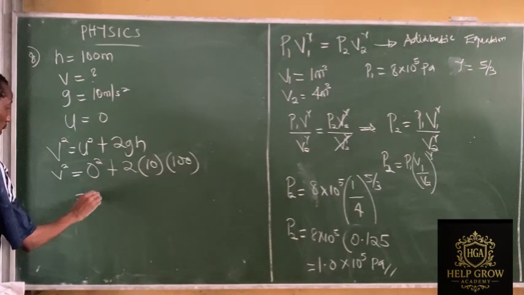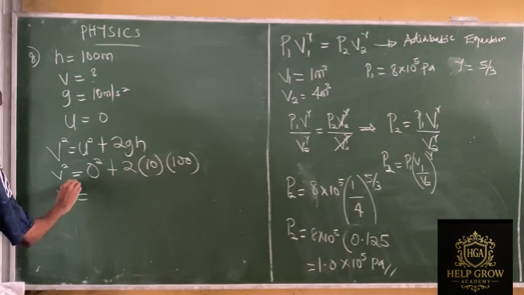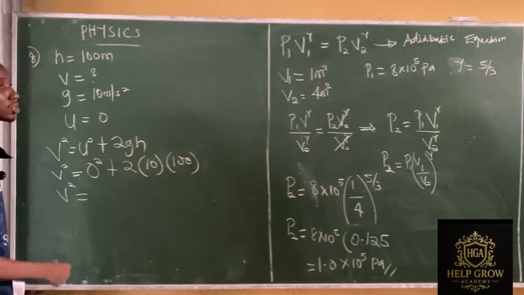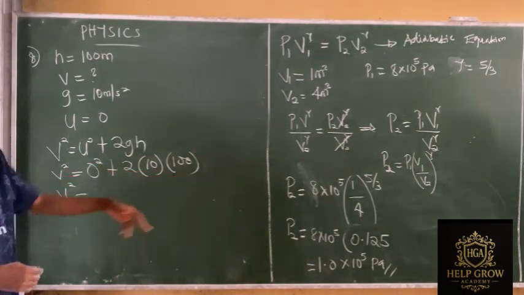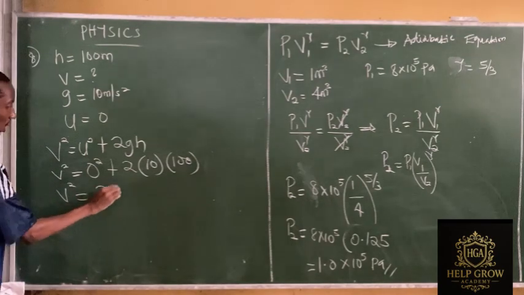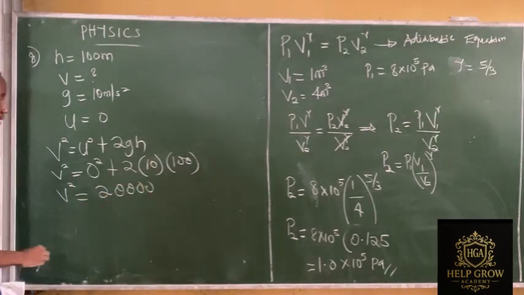This is equal to what? V square is equal to 2 times 10, which is 200. 200 times 100 will give us what? 20,000. So you have 20,000.